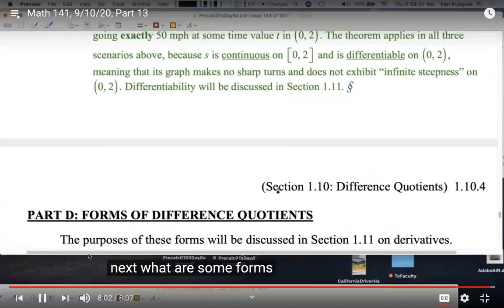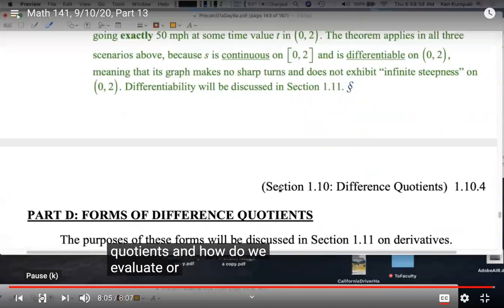Next, what are some forms for difference quotients and how do we evaluate or simplify them? All right, folks, you know what's coming next. Let's do it.